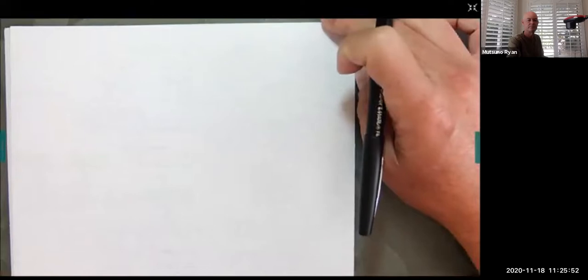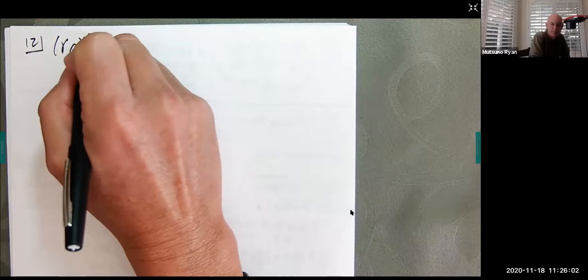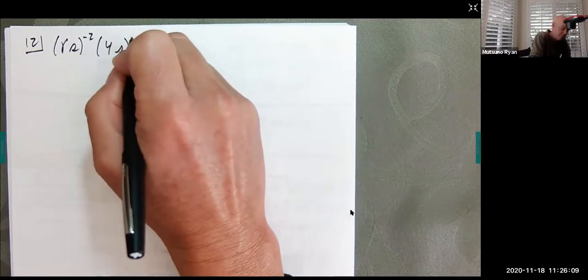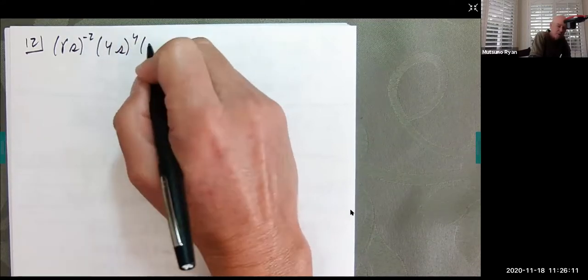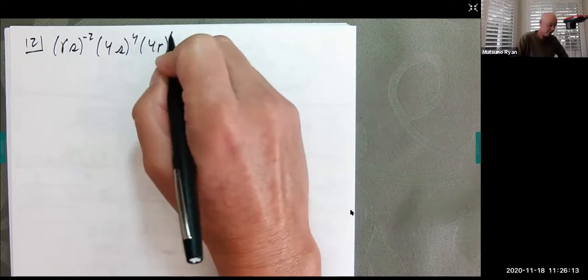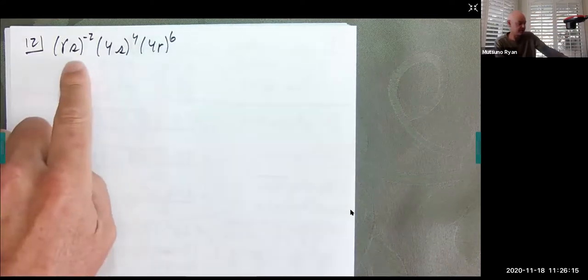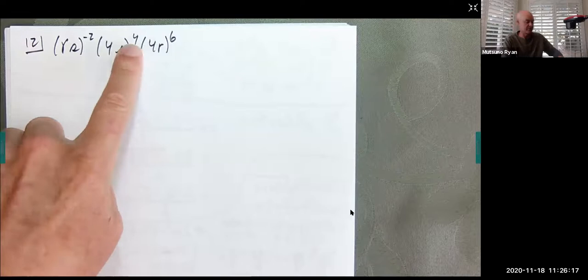All right. Number 12. So we've got some exponent rules we're going to deal with here. 4s to the 4th, 4r to the 6th. And each of the exponents are going to get multiplied by whatever the exponent is on the outside.